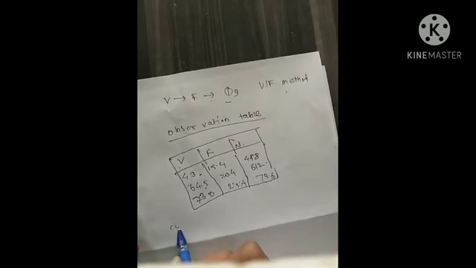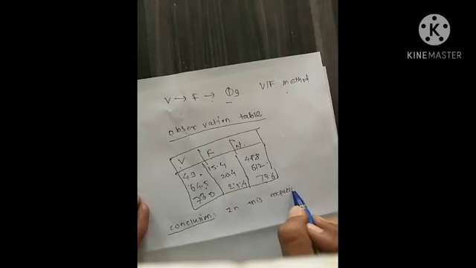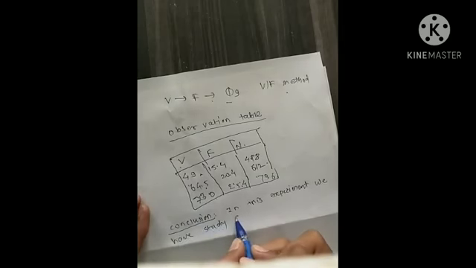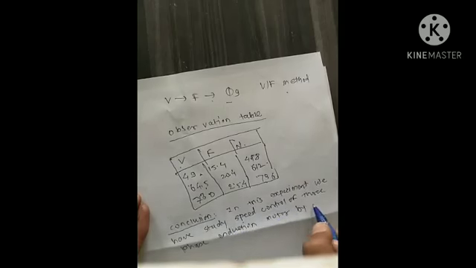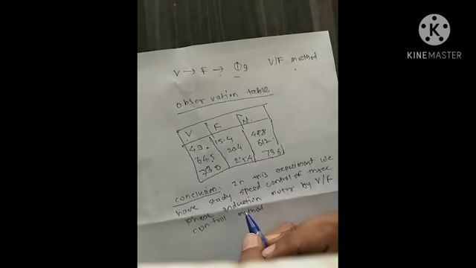So the conclusion is that in this experiment we have studied speed control of a three-phase induction motor by the voltage and frequency control method. So this is the experiment of speed control of a three-phase induction motor using the V by F method, and I hope you understand the topic.